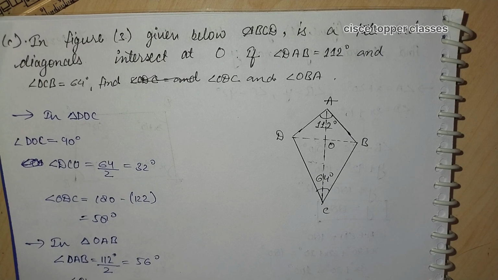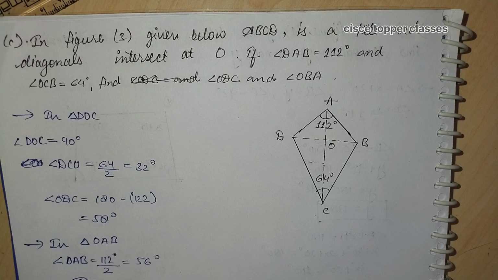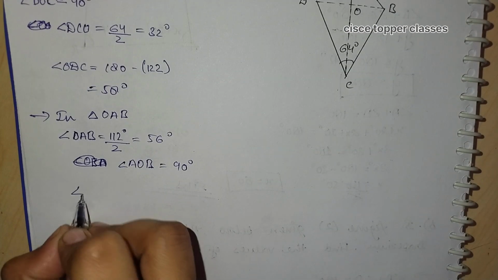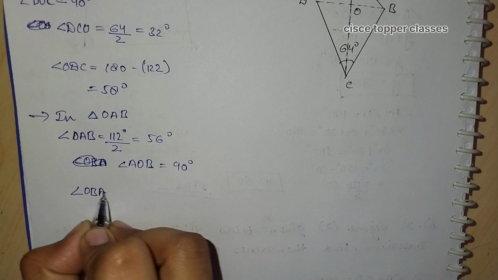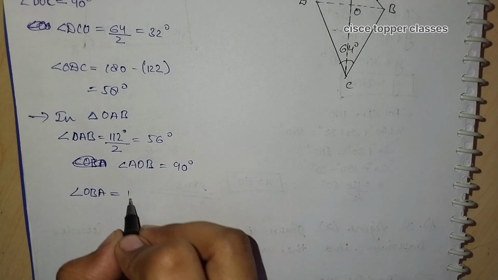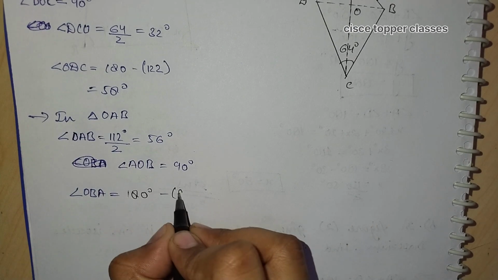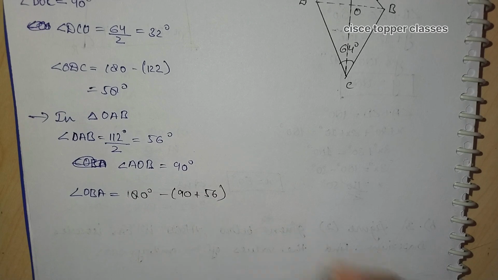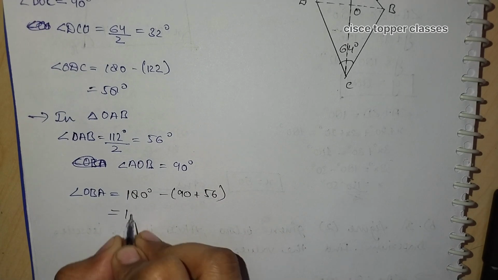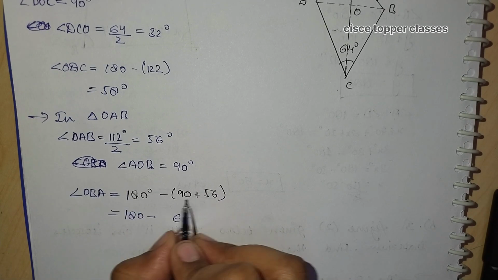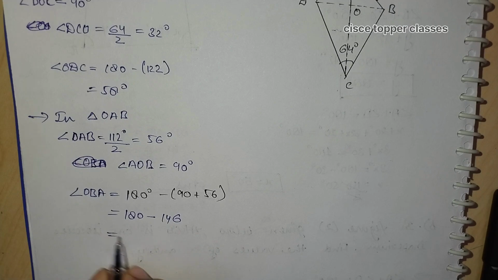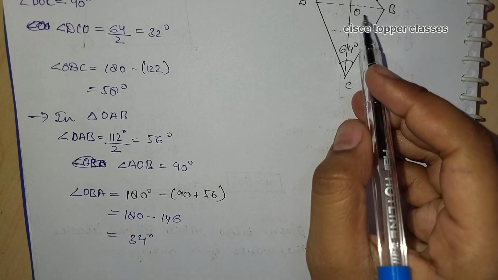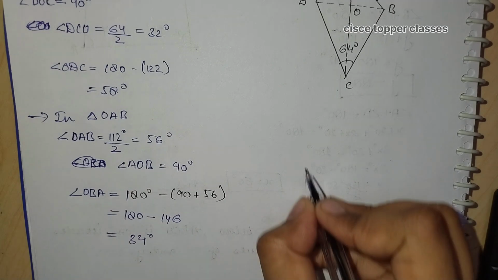Now angle OBA, as angle AOB is equal to 90 degree, and we have to find the angle OBA. So this will be 180 degree minus 90 degree plus 56 degree, and this will be, we can simply write 180 degree minus 146. So it will be 34 degree. So angle OBA is equal to 34 degree.